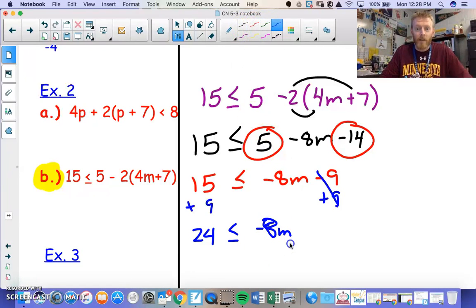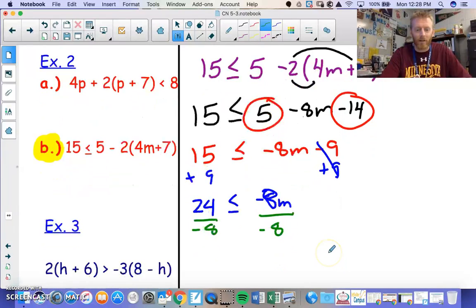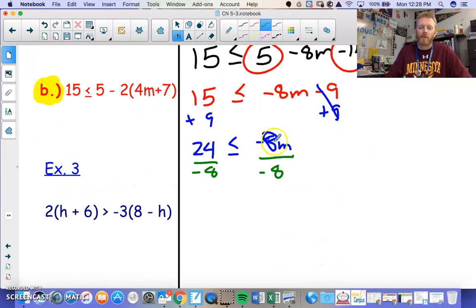And then we have a divided by a negative 8 in order to get the m entirely isolated. So if you check it out, we are going to have to switch our signs here because we're dividing by a negative number. So our signs switch, and 24 divided by a negative 8 makes a negative 3. That's a closed circle at negative 3, and we're again shading to the left because m is less than or equal to a negative 3.